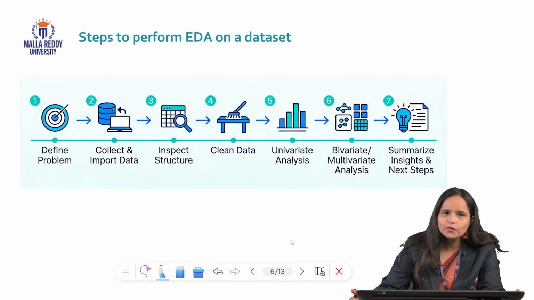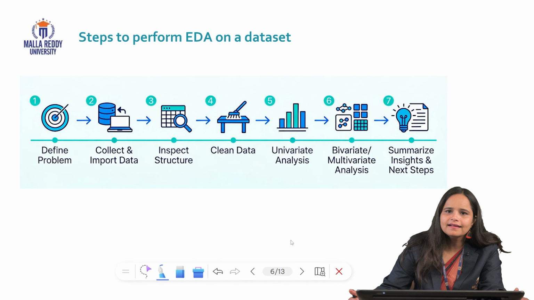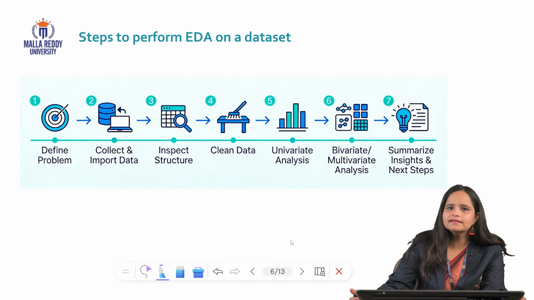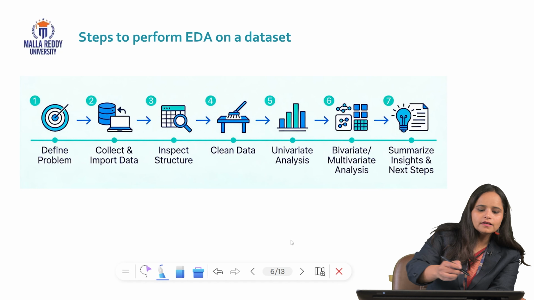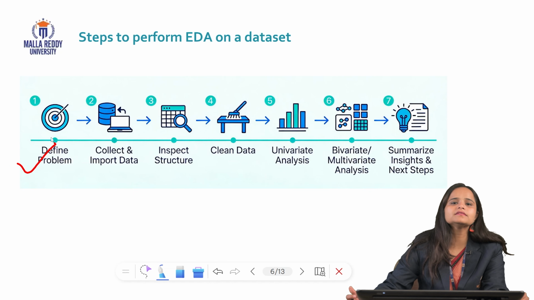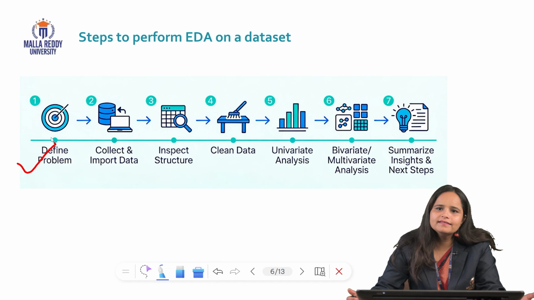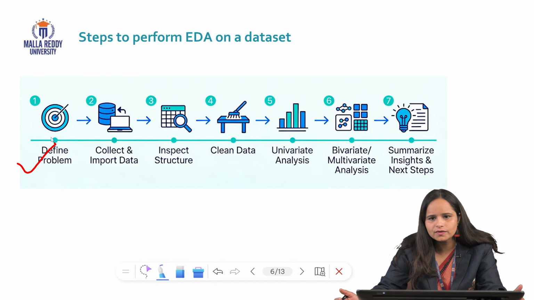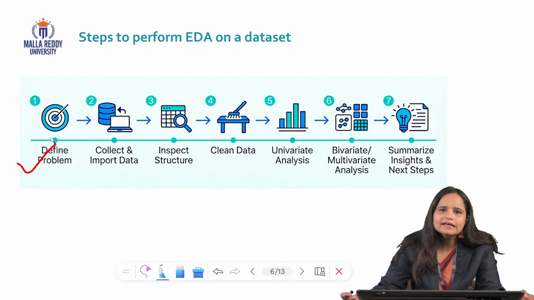Now, let us see the roadmap that guides you through the entire EDA process. So here is a 7-step EDA process. In the first step, we need to first define a problem. For example, I want to know what is the effect of study hours on the exam score. So I should have a clear problem definition to perform the EDA process.